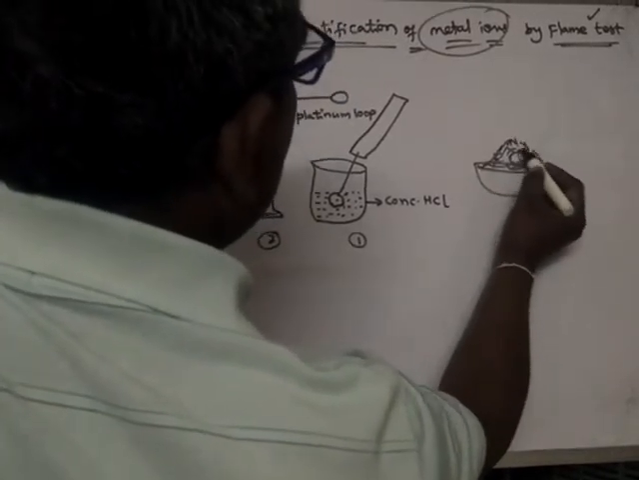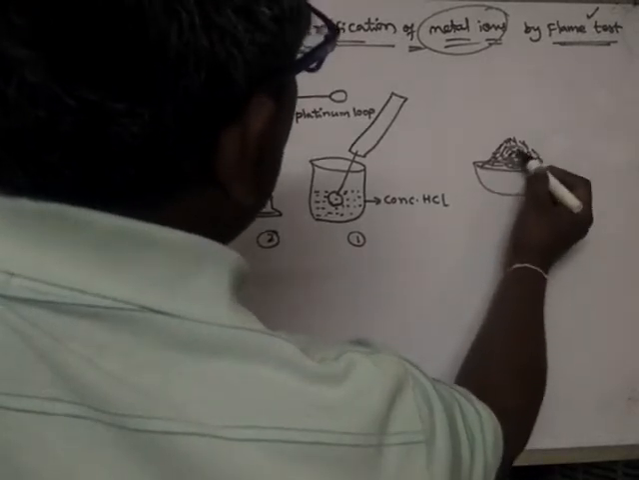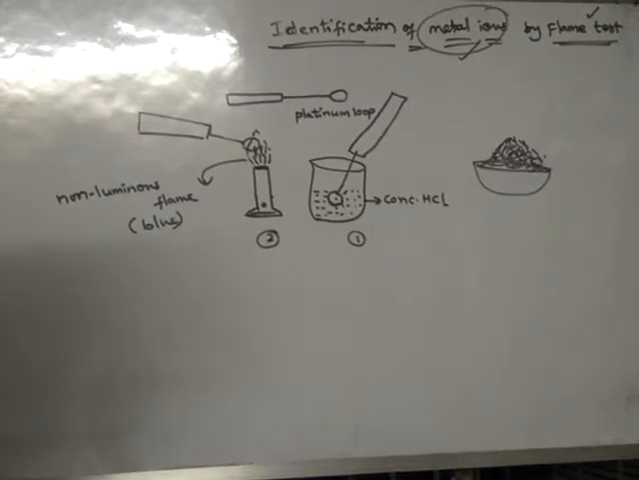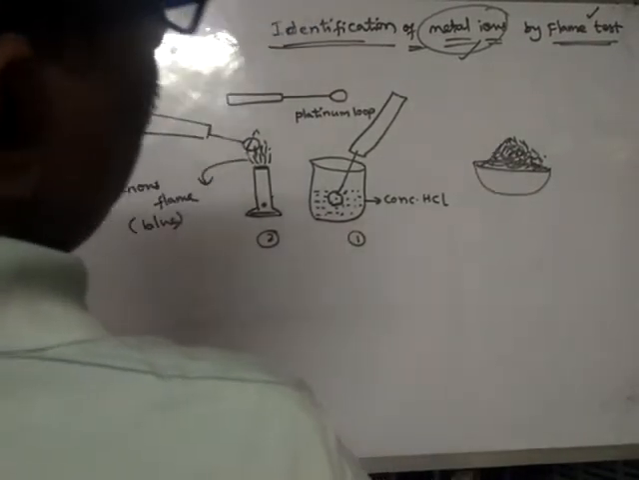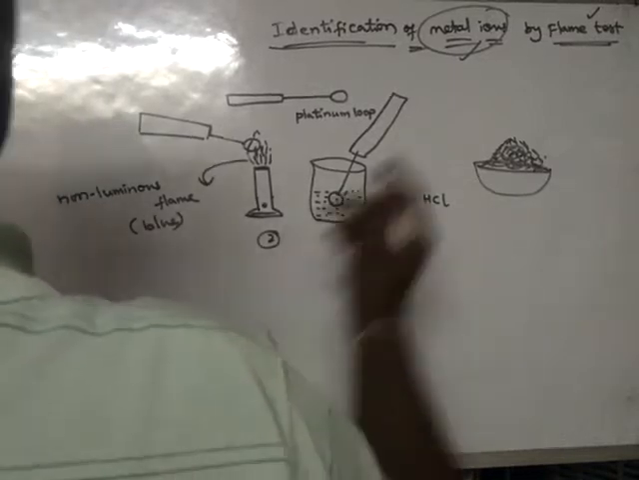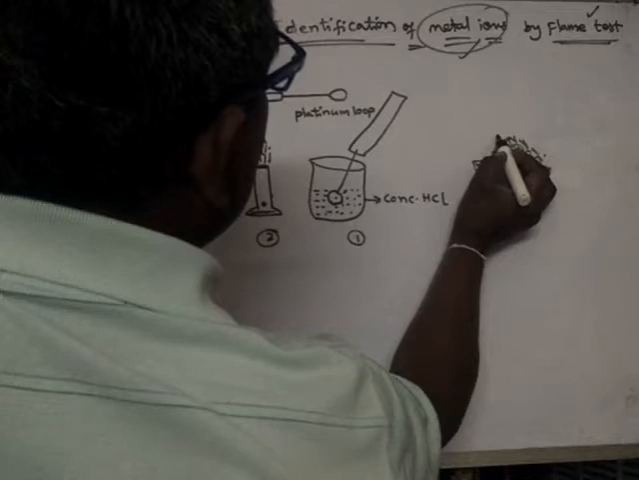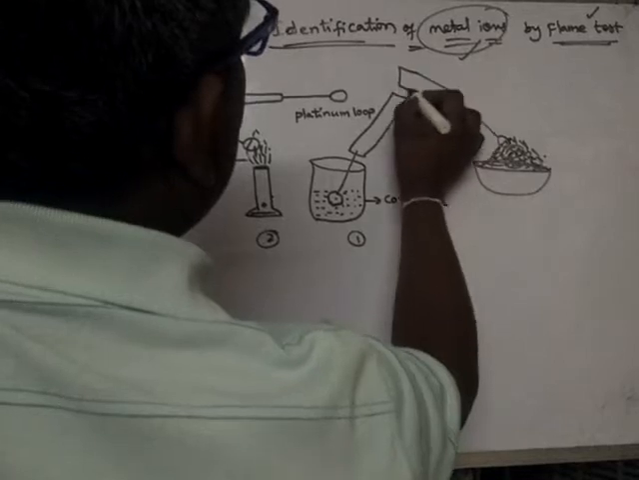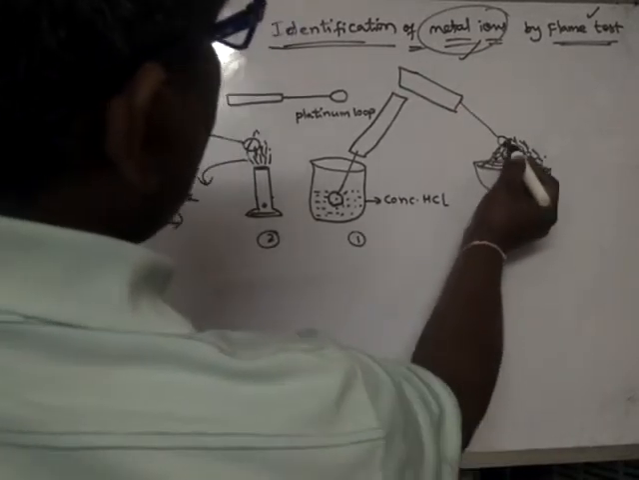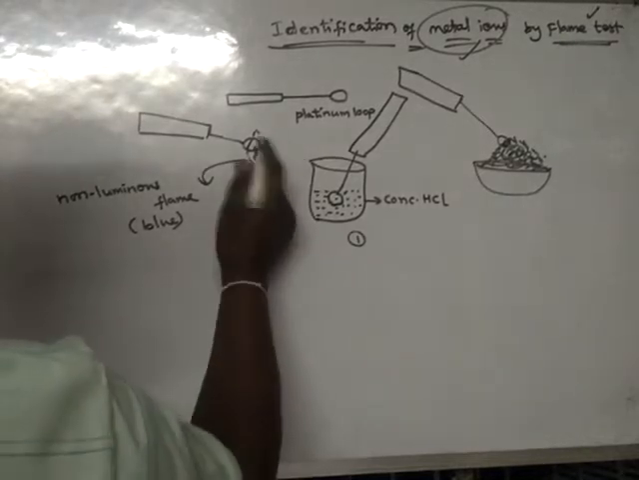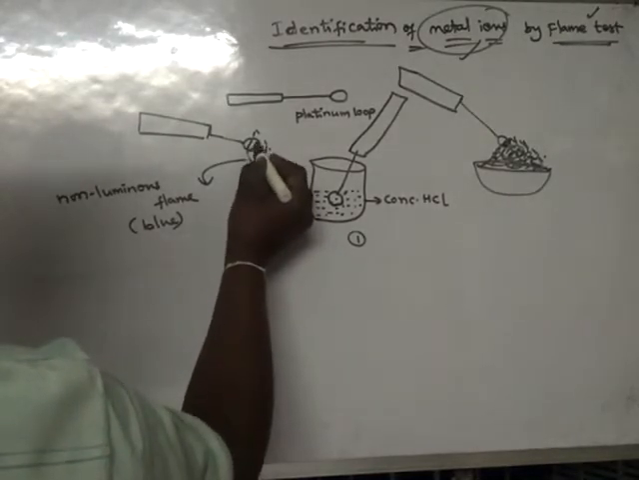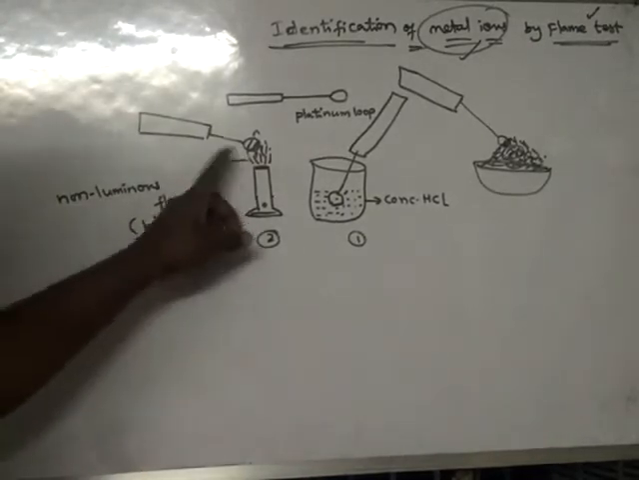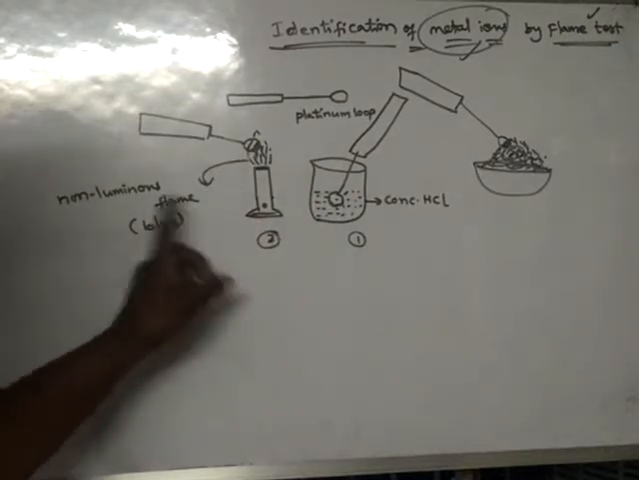Now we have to identify what metal ion is present in this compound. This compound contains metal as well as non-metal substances. In order to know what the metal ion is, simply pick a little amount of the compound into the loop. Then the loop along with that compound is again brought into the non-luminous flame. So for the second time, you are bringing this platinum loop into the non-luminous flame.